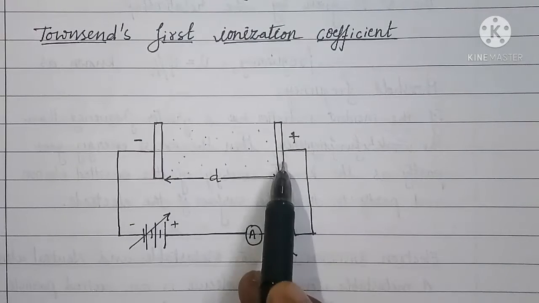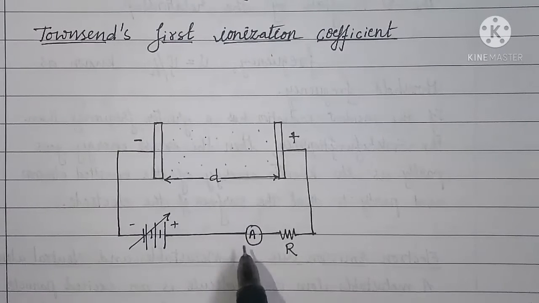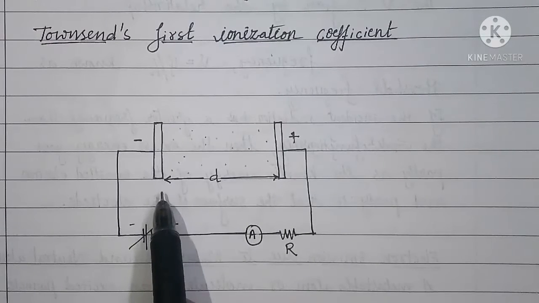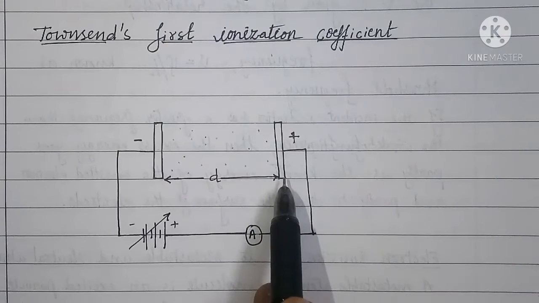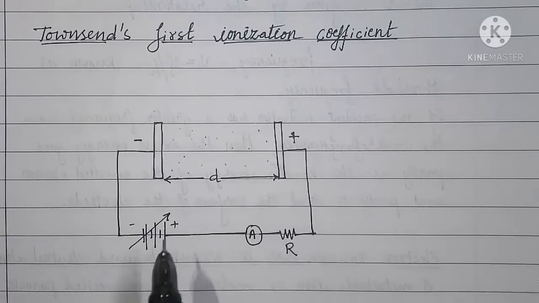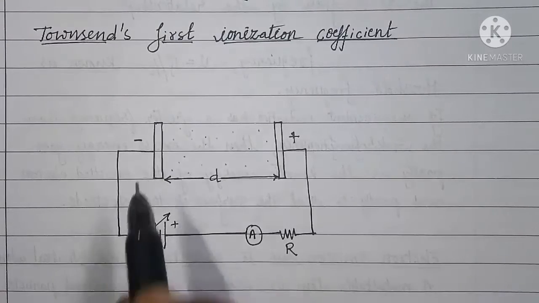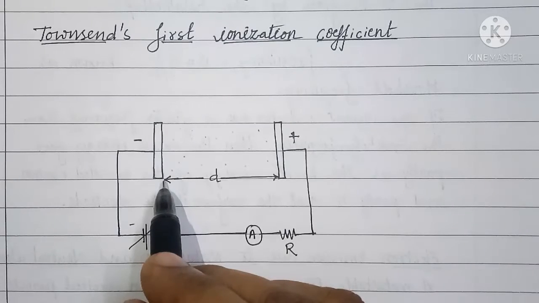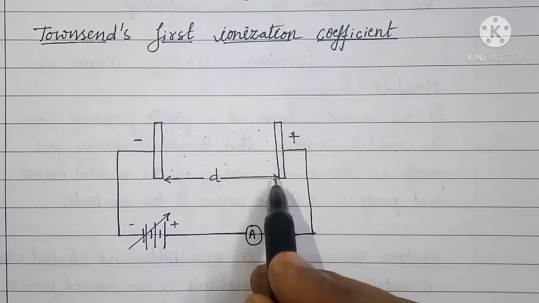Here again we are having two electrodes, namely cathode and anode, adjustable HV source, ammeter and current limiting resistor. Here is gas medium. The distance between two electrodes is d. Let us say we measure the distance from cathode to anode as x, right? At x equal to 0, we are at cathode, and at x equal to d, we are at anode.